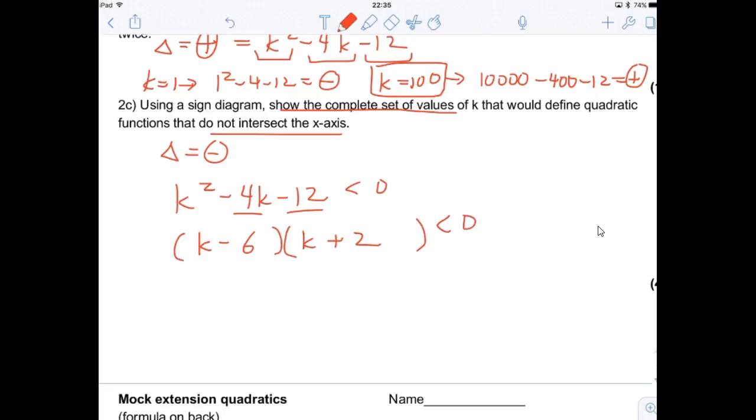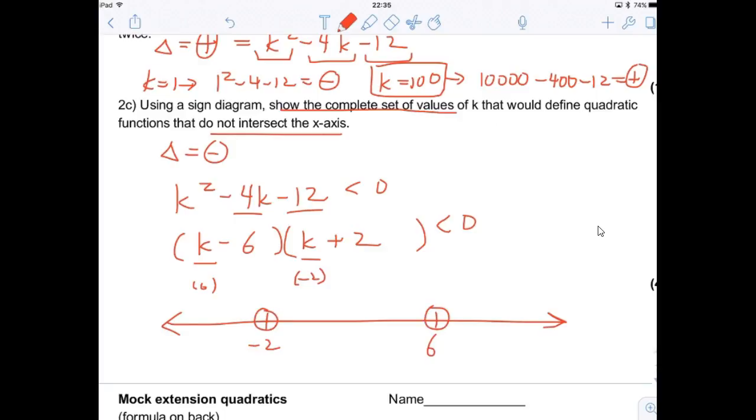Now we're going to learn how to use a number line to show where the valid points are which make this true. First of all, what are the points on the number line which make this exactly equal to 0? Those values would be 6 and negative 2. So I'm going to mark those two values on my number line with zeros, to show that when k is equal to negative 2 or 6, this expression is going to be 0.